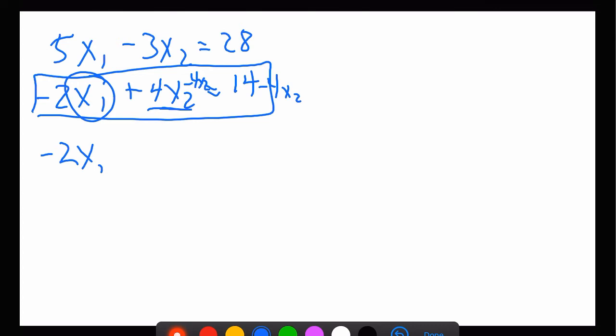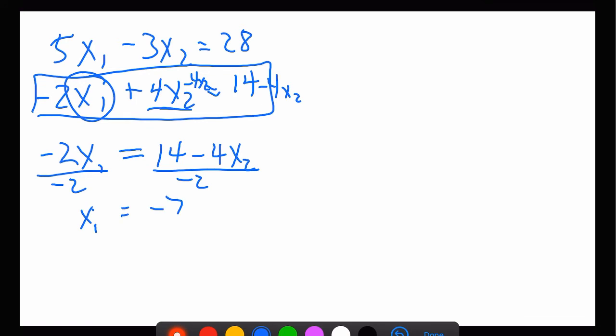and get minus 2x1 equals 14 minus 4x2. Okay? And then I'm going to divide the whole thing by minus 2. So I get x1 equals minus 7 plus 2x2. Is that exciting? Okay, you're like, yeah, and you know what's coming, yes?